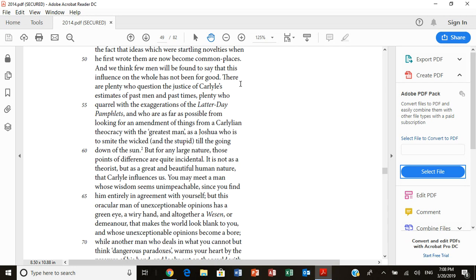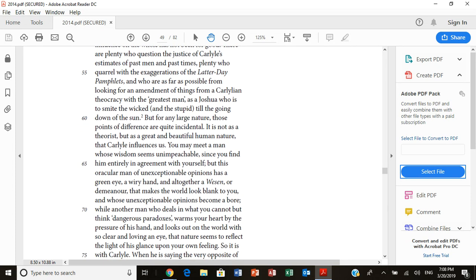There are plenty who question the justice of Carlyle's estimates of past men and past times. Plenty who quarrel with the exaggerations of the Latter-Day Pamphlets. Okay, again, you recognize the title and you recognize that this is just one work that he wrote, maybe it was a little bit of an exaggeration and some people would quarrel with it. They would disagree with it. And, okay, we're at our third item, who are as far as possible from looking for an amendment of things from a Carlylean theocracy, with the greatest man as a Joshua who is to smite the wicked and the stupid till the going down of the sun.